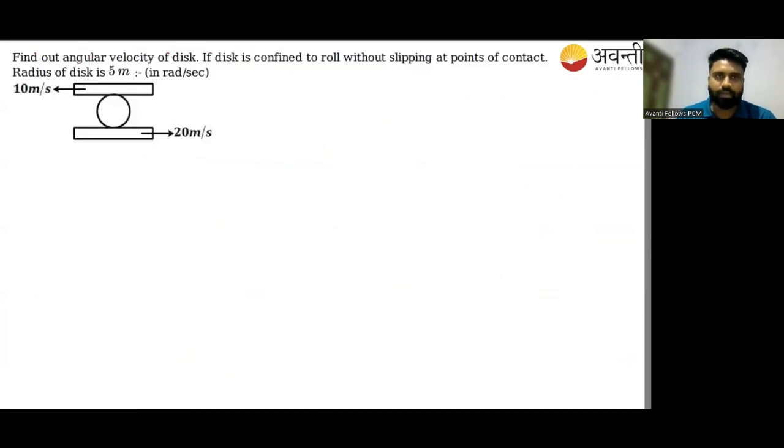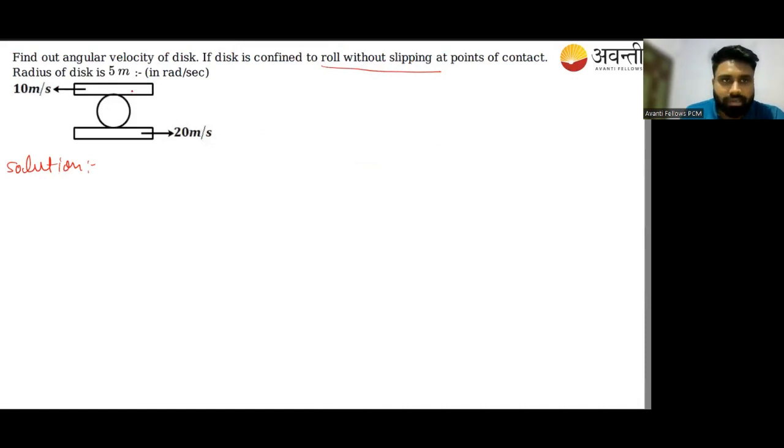Now, the solution of this question will be: find out the angular velocity of the disk if the disk is confined to roll without slipping at the point of contact. The radius of the disk is 5. So this disk is confined to roll without slipping. Okay. So this is the condition that is given to solve the question.